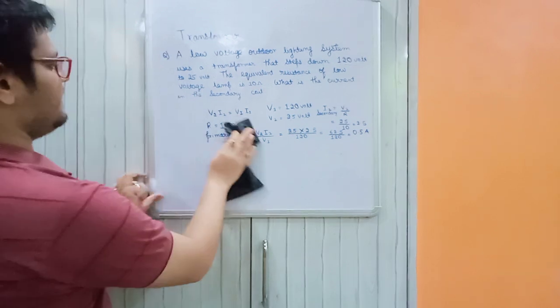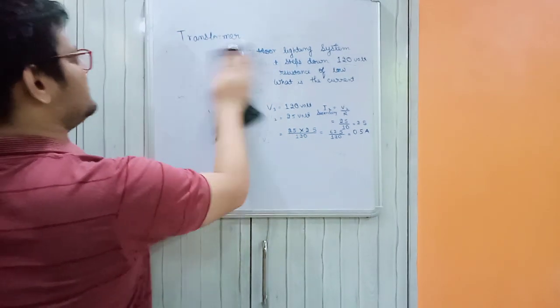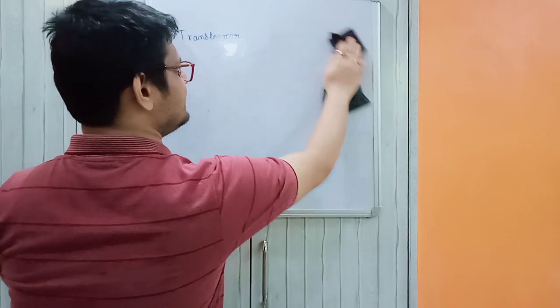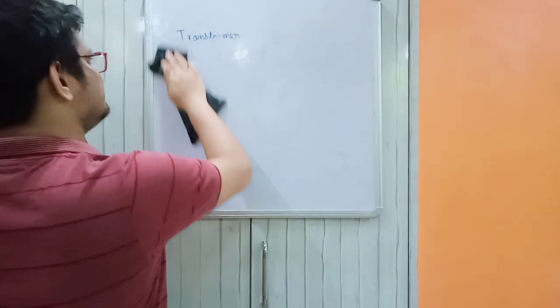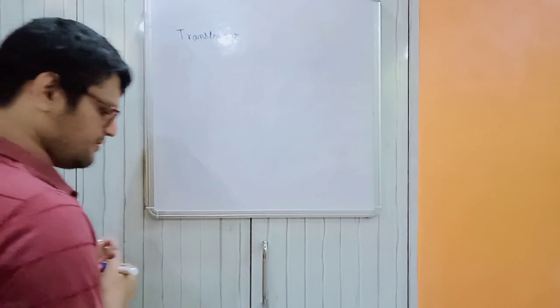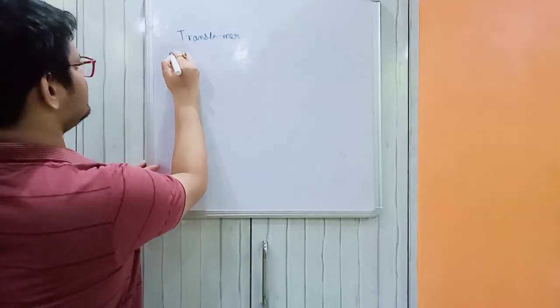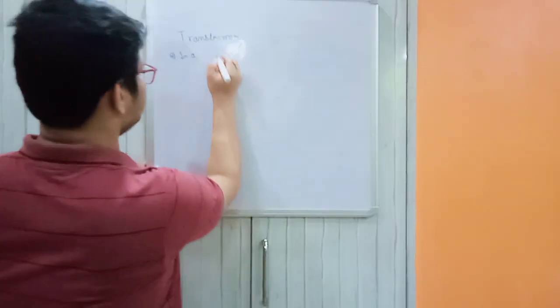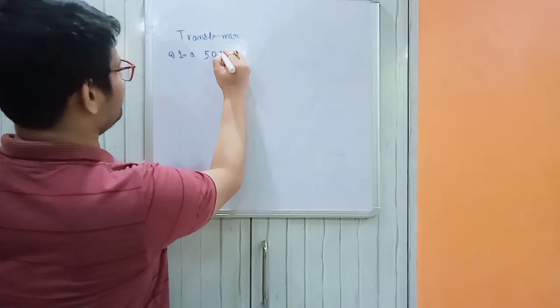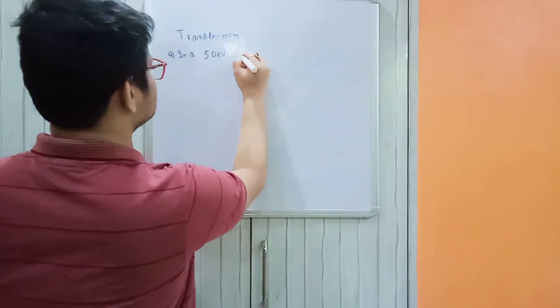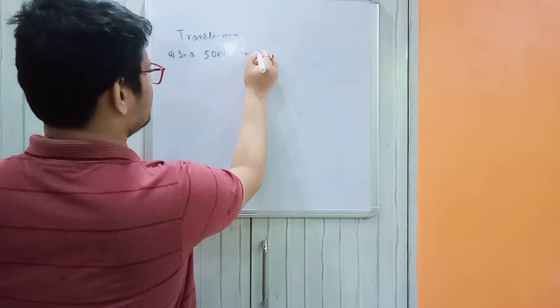The next question will be mainly based on the efficiency calculation for the transformer. That is also very easy, that is, what is the output and what is the input. If we know the output and input, we can easily calculate the efficiency of a transformer. So the next question is, in a 50 kilovolt ampere transformer.